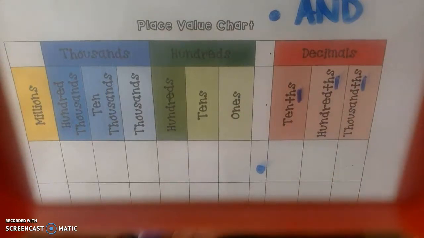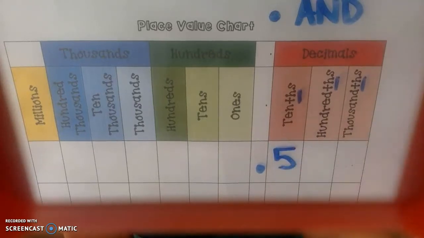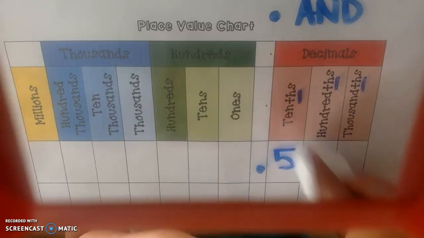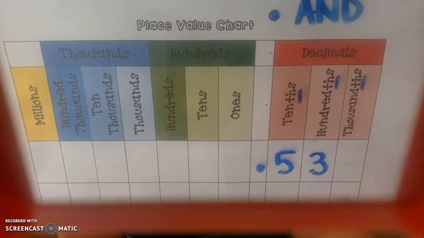How you say a decimal depends on where the number is on the place value chart. So if I had 5 tenths, I would write in 5 and I'd read tenths. But if I had 5 tenths and 3 hundredths, I would read that as 53 hundredths. I would say the last place value.